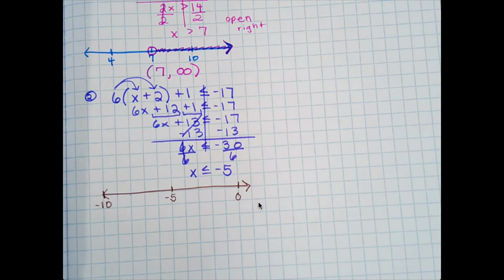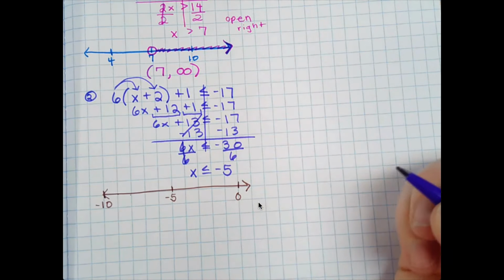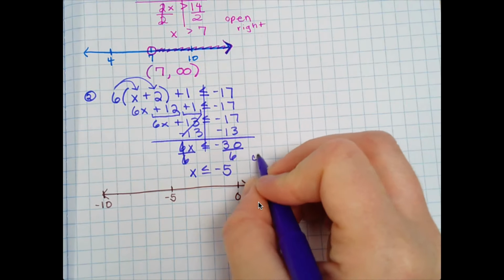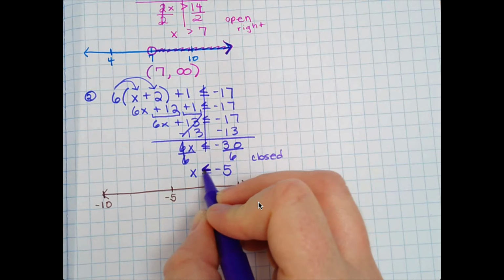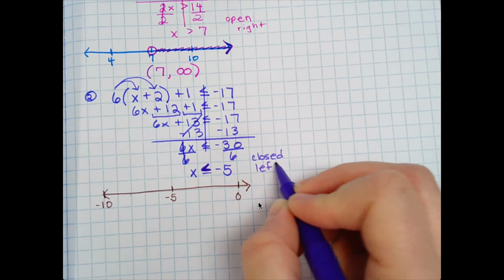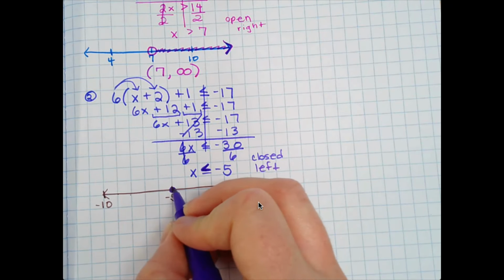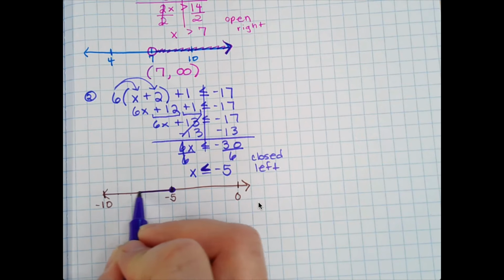So let's graph it. Let's write the description. How is it going to be graphed? Closed. And which direction is this going? Left. So closed and left.